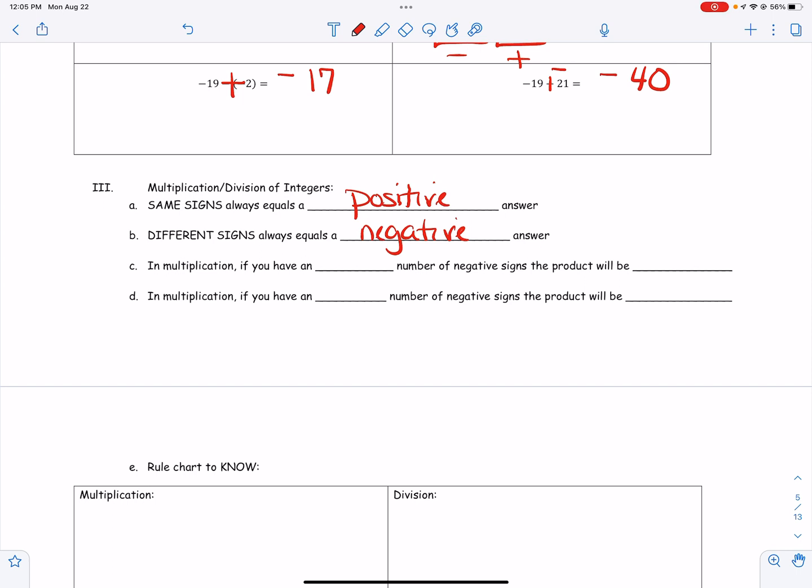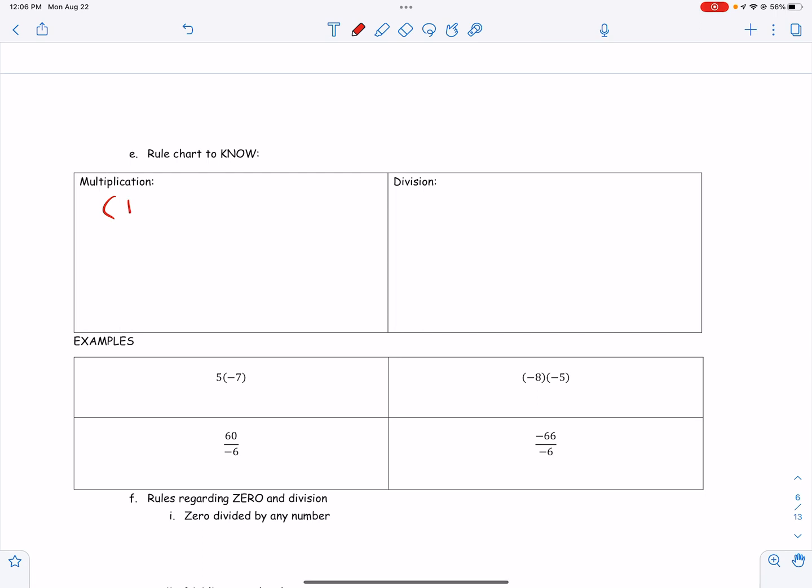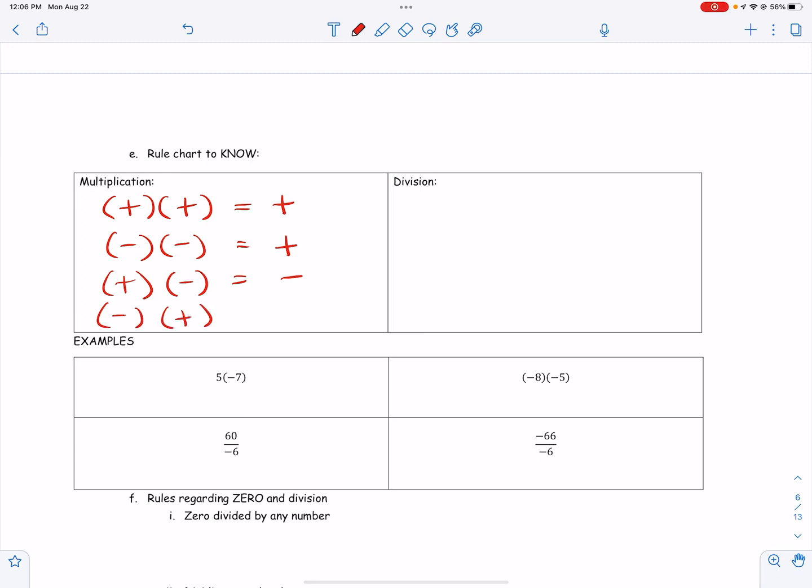And in multiplication, if you have an even number of negative signs, it will be positive. And if you have an odd number of negative signs, it will be negative. So really the chart that you need to learn, you really only need to learn one of them, but I do it like this. Positive times positive is positive. Negative times negative is positive. And of course, multiplication is commutative, so it doesn't matter the order that we do it.